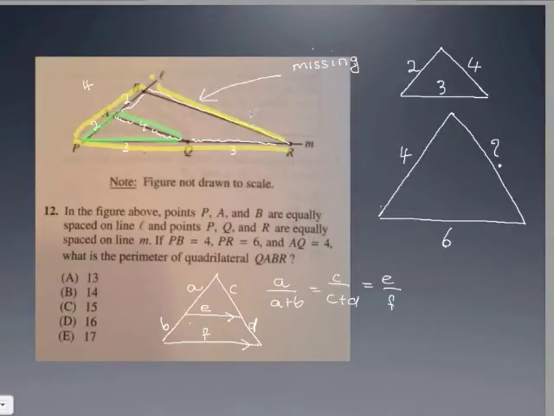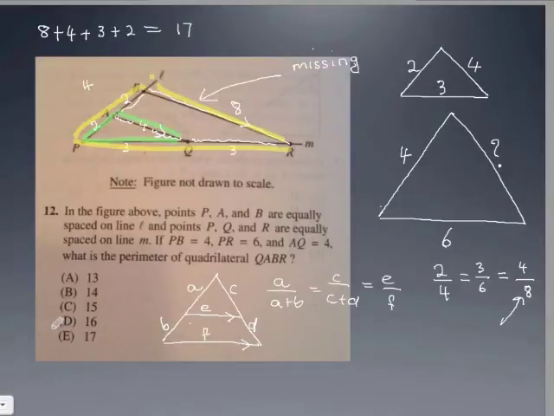We don't know that these lines are parallel, but what we can do is test for the ratios. If 2 over 4 is equal to 3 over 6, then chances are the third side is also equal. So this missing piece here has to be 8. And based on that, we conclude that this side is 8. And then we can add the sides and get our perimeter. So we find the answer here and we choose answer E.